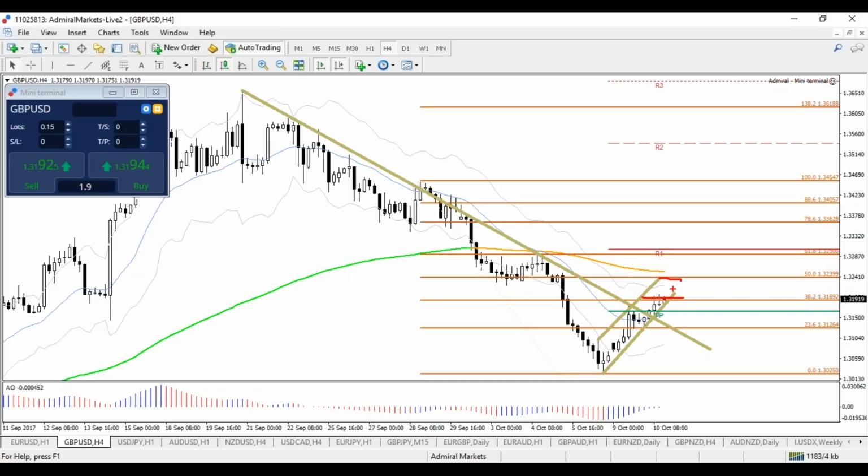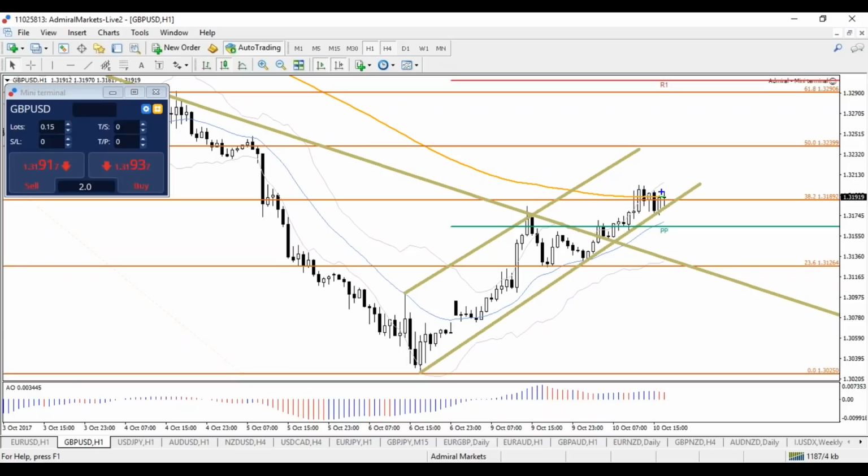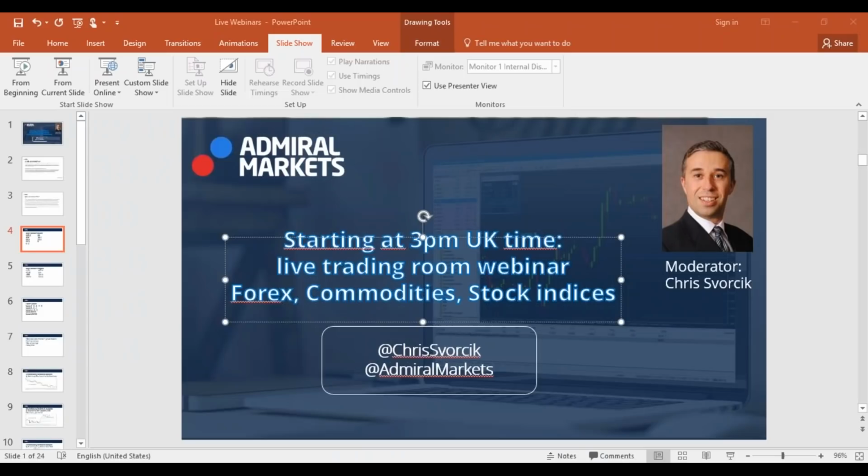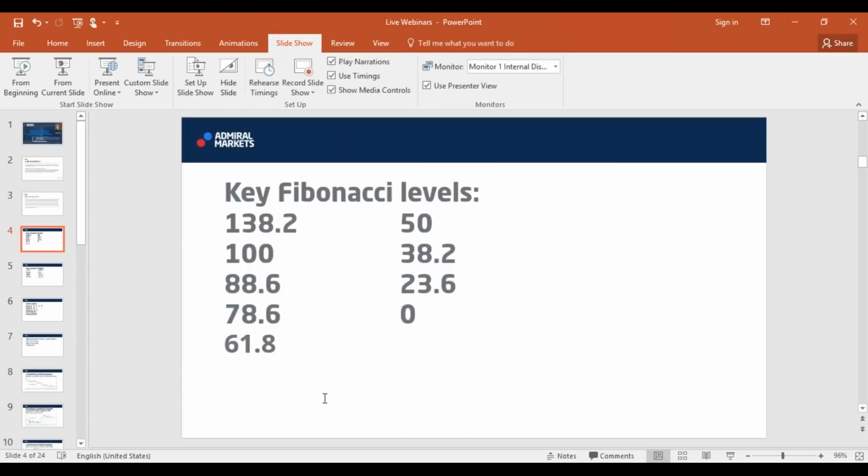This morning, I thought it was definitely more likely, but we didn't really see the break of the 38.2 fib yet. If it breaks this little bull flag, there could be a small break to the 50 fib, but then the 50 fib, I think, probably still going to be a turning spot.